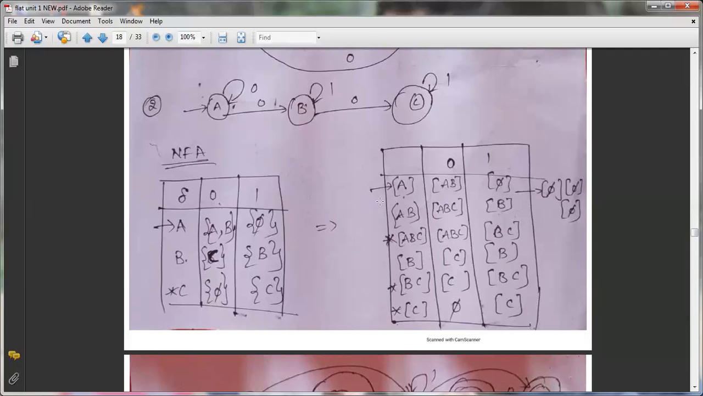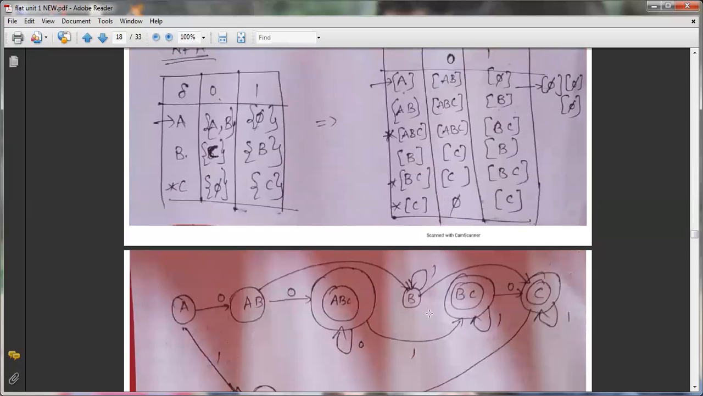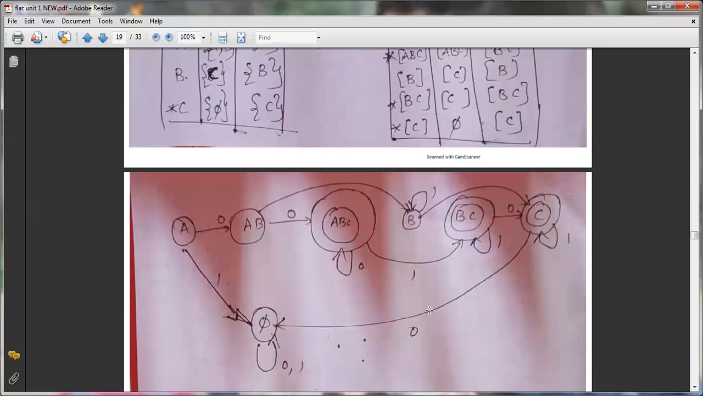Now what is the initial state? A will be the initial state. What are the final states we are having? What is the final state in the NFA? C is the final state in the NFA. Wherever you are having C, you have to mark it as a final state. So 3 final states are there. As I already told you, any number of final states can be there in the DFA. So these are the final states we are having in the DFA.